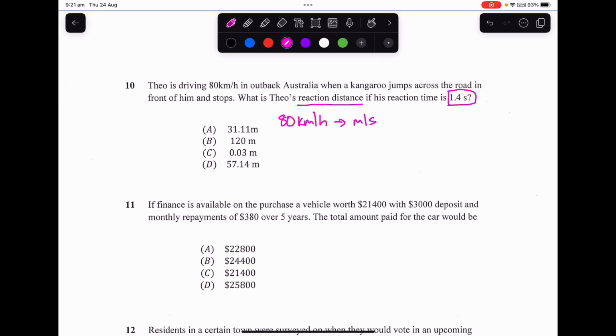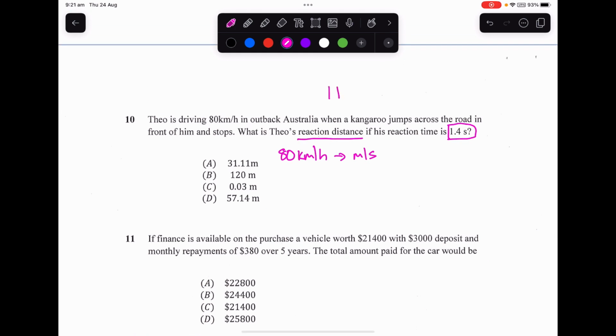So let's do that first. We can change 80 kilometers to meters pretty easy. 1 kilometer equals 1,000 meters, so we would times 80 by 1,000 and we get 80,000 meters per hour. Now, we need to change our hours to seconds. Because we're changing the second part of the rate, we have to do it to both sides.